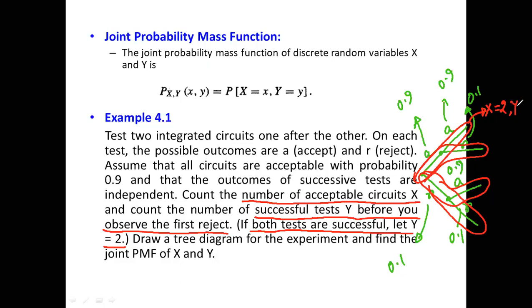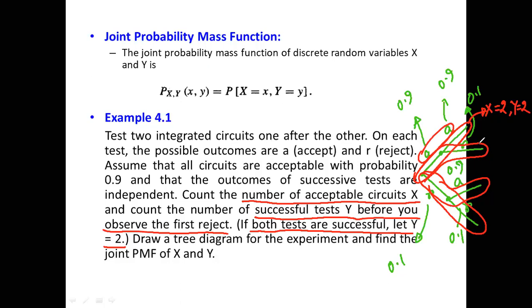Now what is the value of Y? Y is the number of successful tests before you observe the first reject. Specifically, it is mentioned that when both are successful, then the Y value equals 2. So it is already given. Both are successful, so Y is 2. Let us go to the next branch.